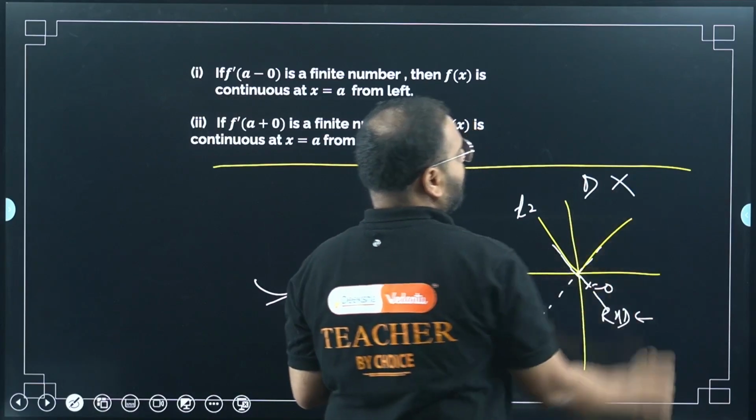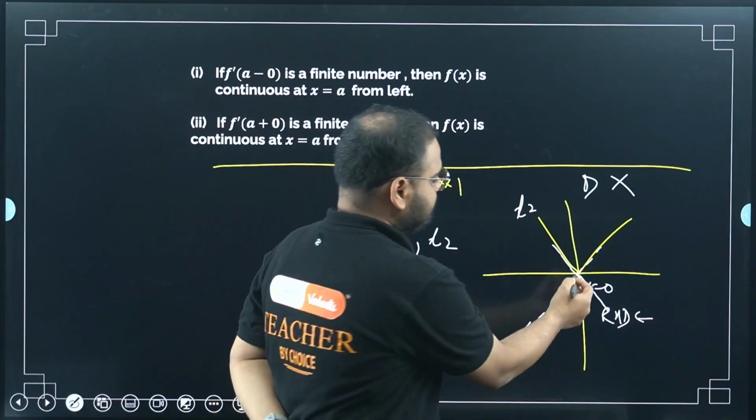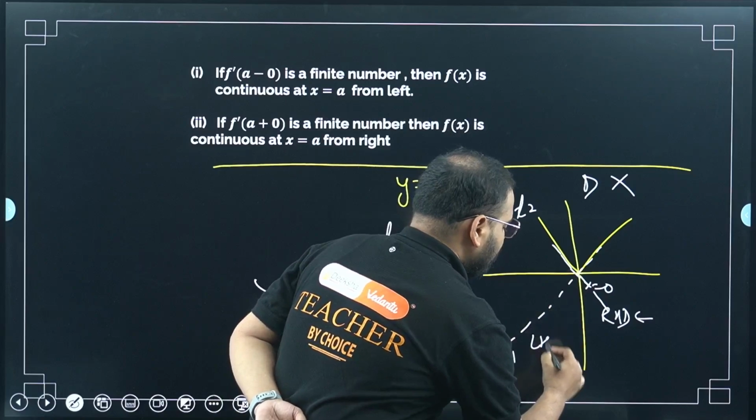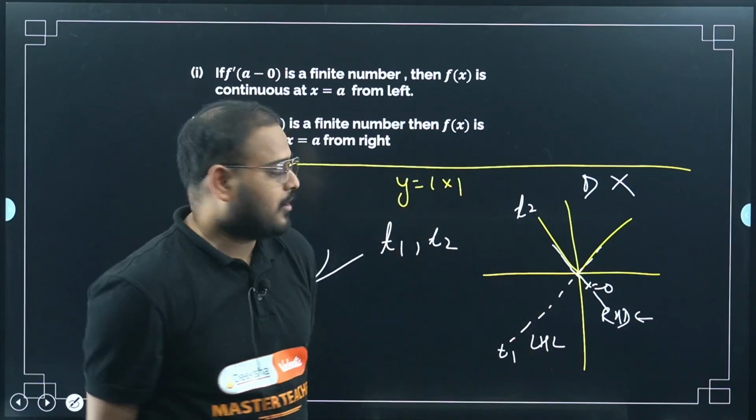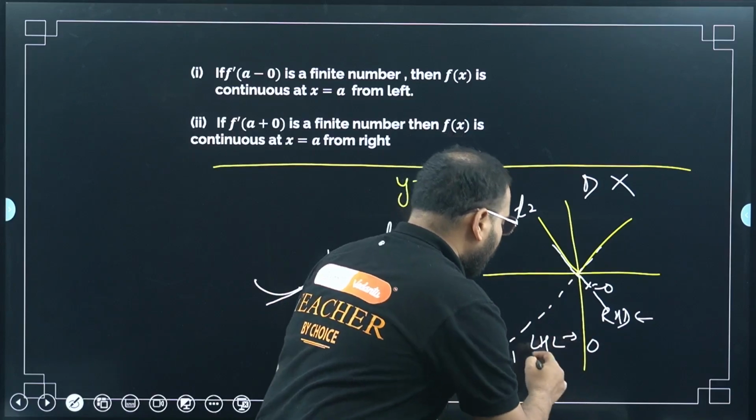Differentiability? No. What about continuity? Yes, sir. It is a continuous function, because if you find the left hand limit, LHL, what's the value right before 0? It is 0 only. What about the RHL?